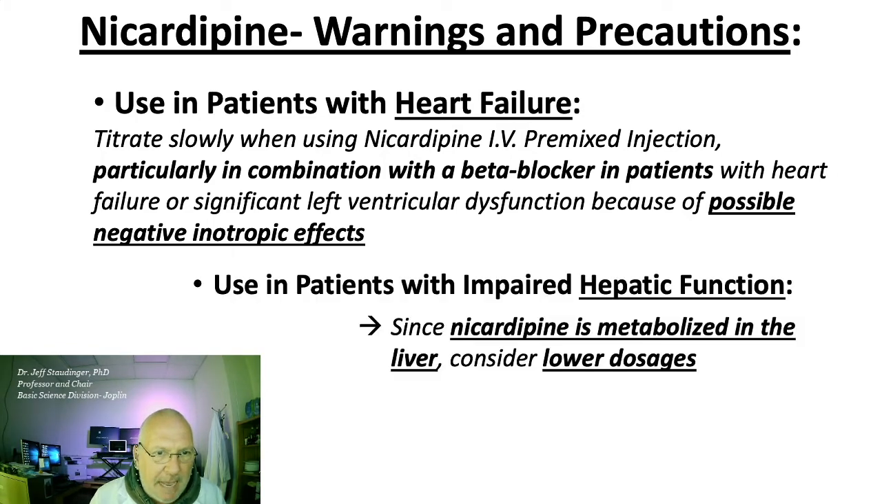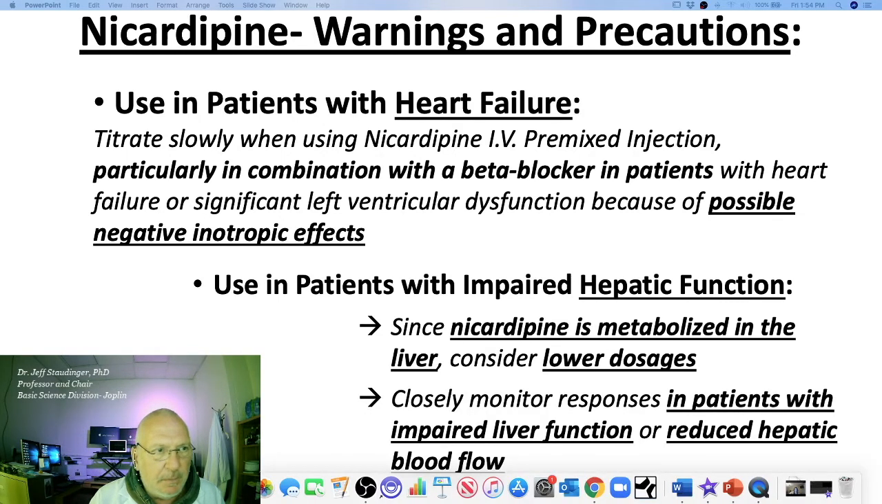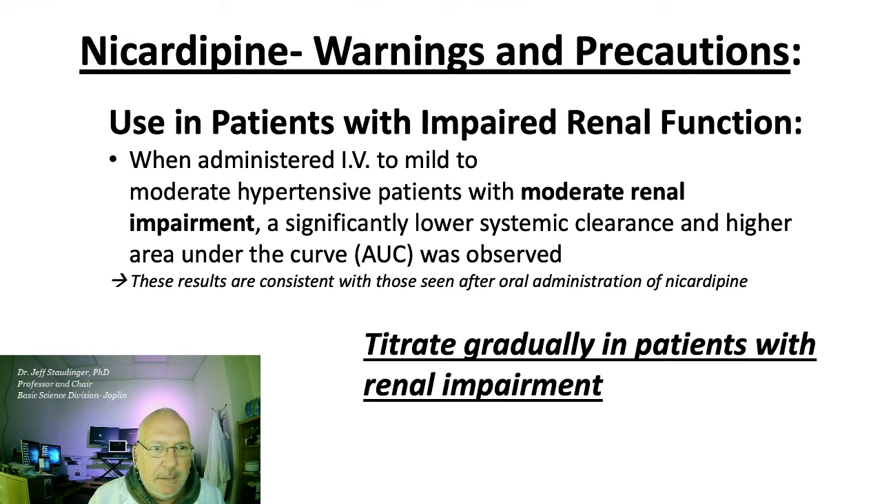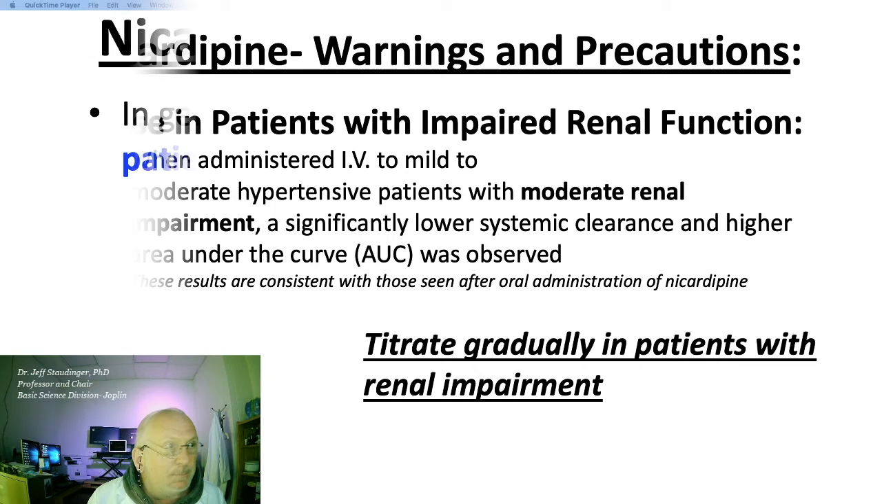In patients with impaired hepatic function, you need to consider lower dosages because this drug is metabolized by the liver, and if they have impaired hepatic function, they're not going to metabolize it as well. Also, patients with reduced hepatic blood flow is of concern. Patients with renal impairment also present an interesting case. They have a lower systemic clearance and higher area under the curve, very similar to what is seen after oral administration of nicardipine. The same is true of IV administered nicardipine. The bottom line is you should titrate gradually in patients with renal impairment and liver problems.